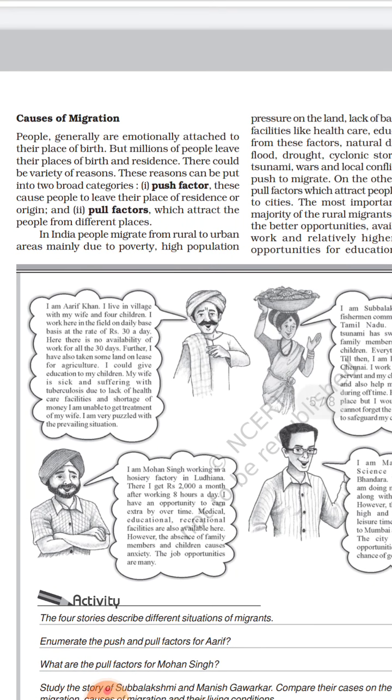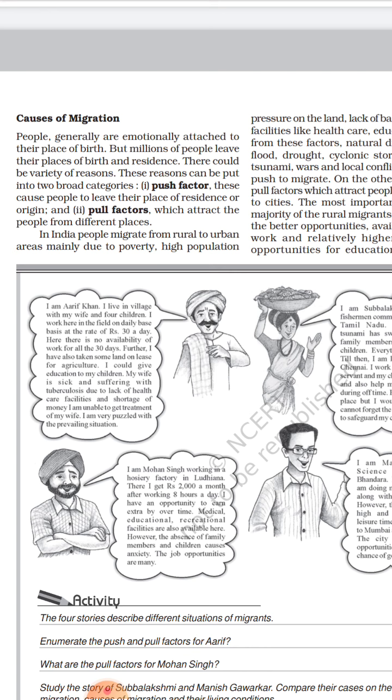As you know, people are generally emotionally attached to their place of birth. You might have noticed that almost all people keep praising their birthplace and they always feel secure there. But still millions of people have to leave their place of birth and residence. There could be many reasons, like push factors and pull factors. In the previous book, Human Geography, I told you about these two factors, push and pull.